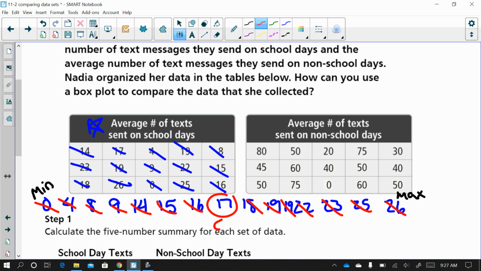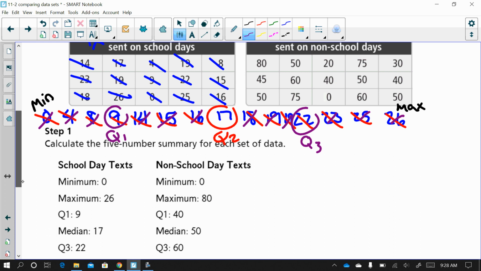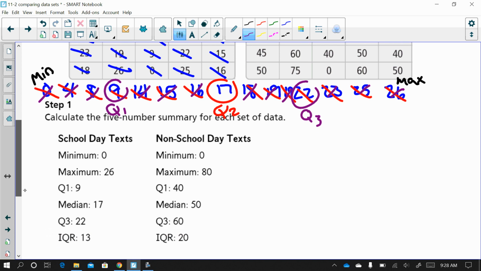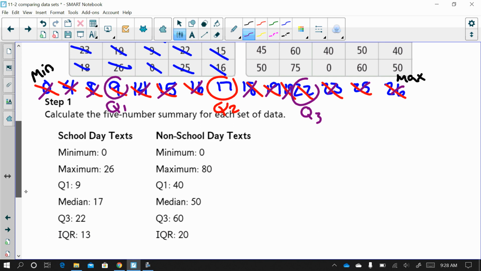Okay, there's the median, or Q2. Now we need to find Q1. Okay, here's Q1. Q3. Okay, so minimum 0, max is 26, Q1 is 9, median 17, Q3 is 22, and we can always find the IQR as well. Remember, 22 minus 9, this gives me 13.